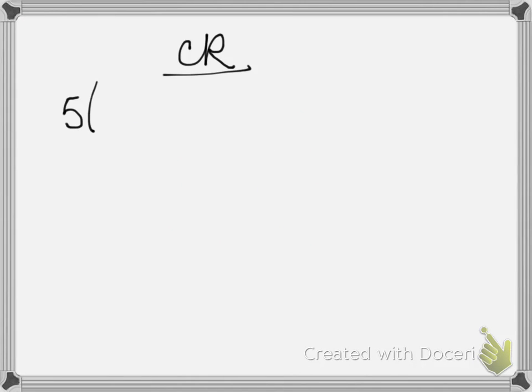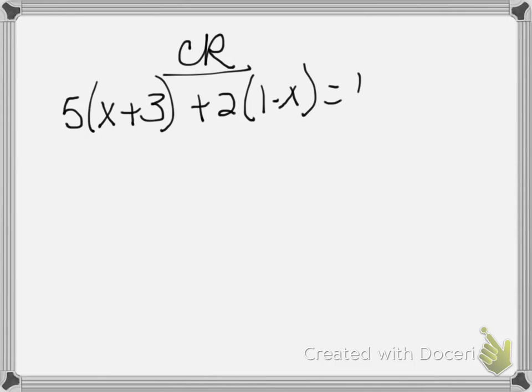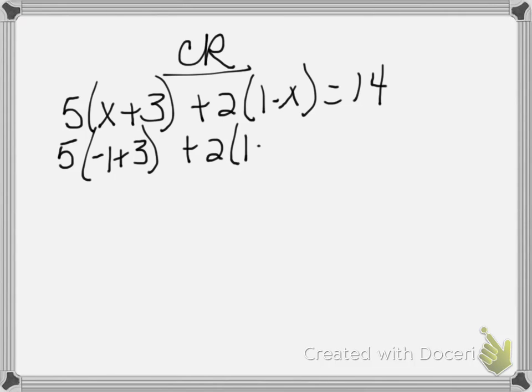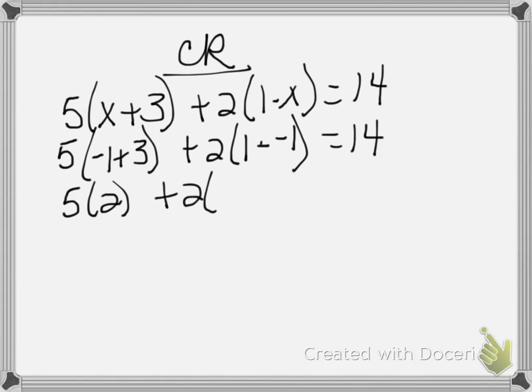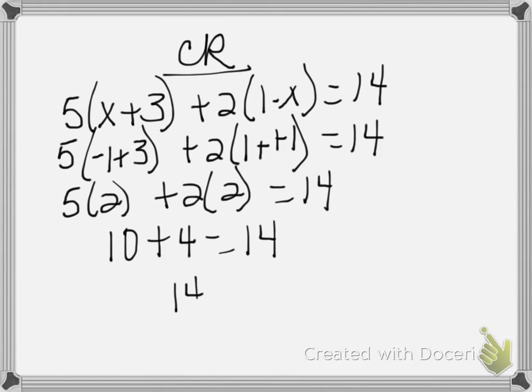Now I'm going to check it on this side. So you write the original problem, and wherever you see x, you're going to plug in negative 1. And then you're going to simplify on the left side using the order of operations. I'm going to simplify my parentheses, and I'm going to multiply and then add. And on the left side, I get 14 equals 14, so it checks.